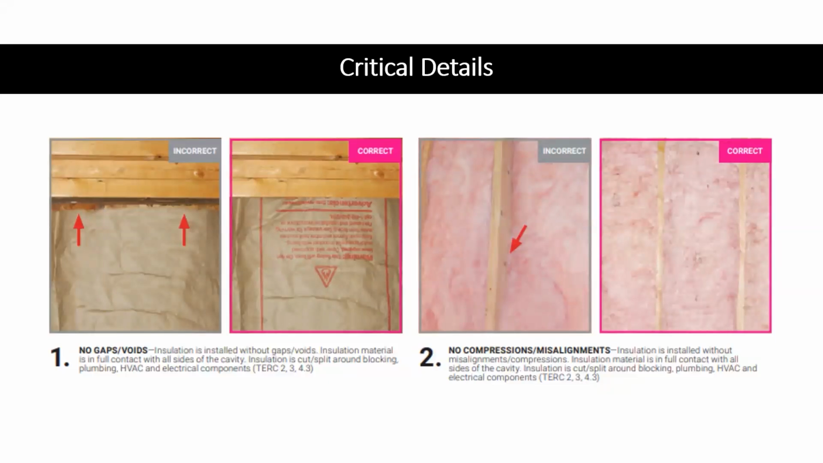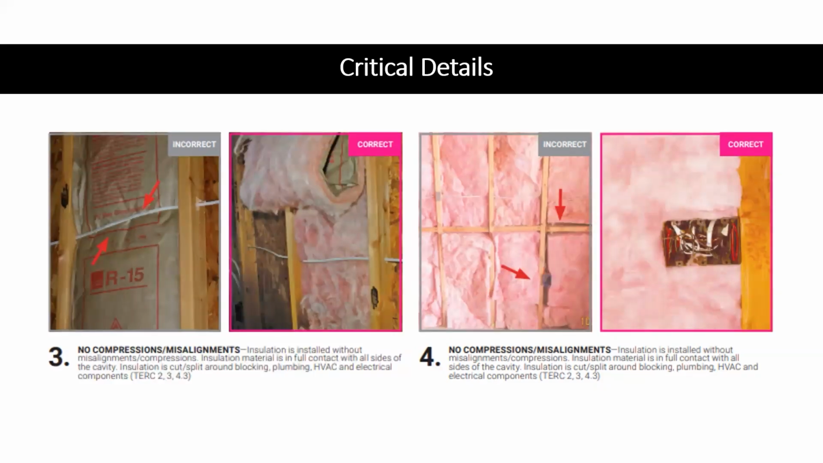It's still friction fit. On the left, they've pushed it a little too far into the cavity. And then cutting around wires, left, incorrect, right, correct. You've got to split it around there. Either you tear the batt in half and lay part of it in the front and back, or you could also cut it horizontally and then actually let that meet together on that wire. It doesn't necessarily have to be split.